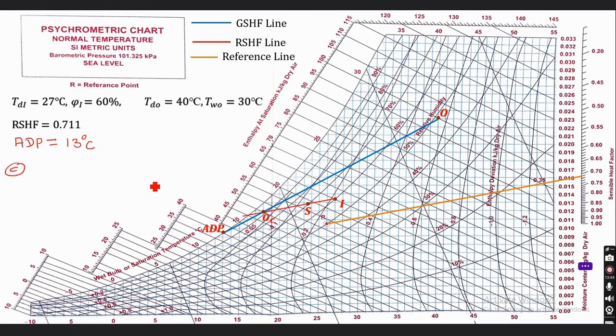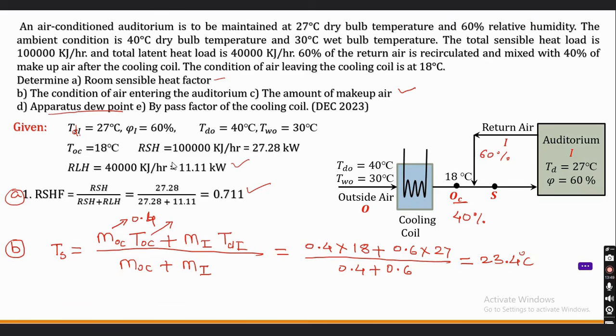Now, in order to find out the amount of makeup air, what is the amount of makeup air? Makeup air means how much outside air we are allowing, okay? That means how much outside air we are allowing onto the cooling coil, and after the cooling coil the same amount of air we are getting at point OC, okay? So in order to find out the mass of makeup air or fresh air or outside air, we know that it is 40% of total air, isn't it? It is 40% of total air.